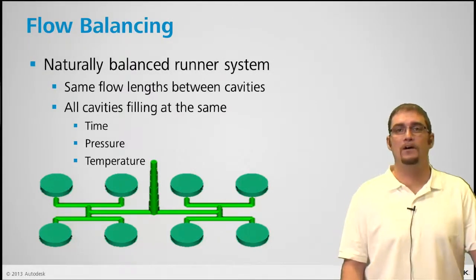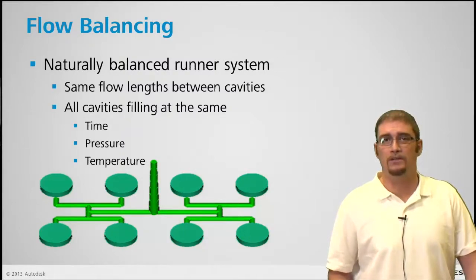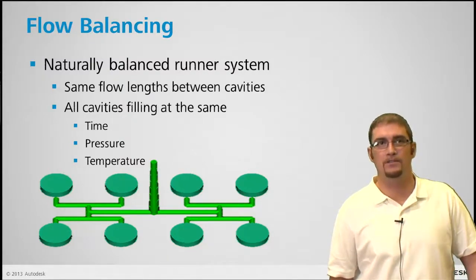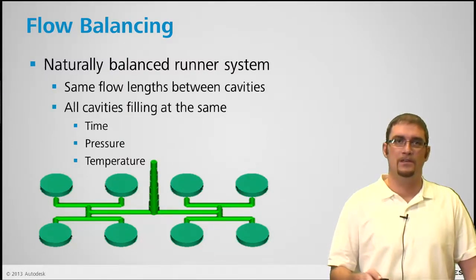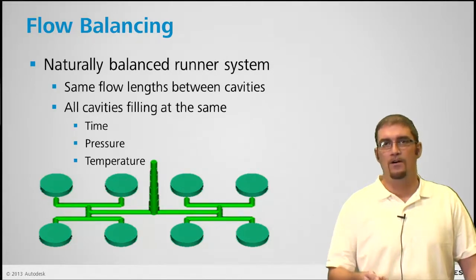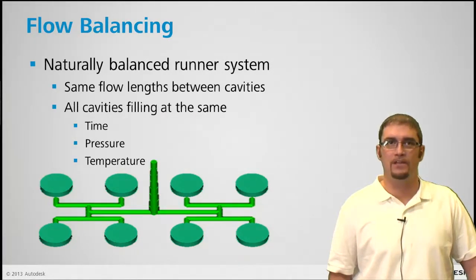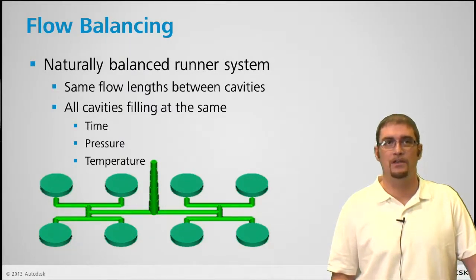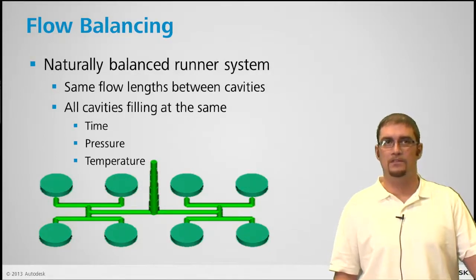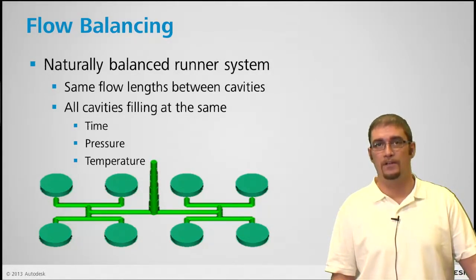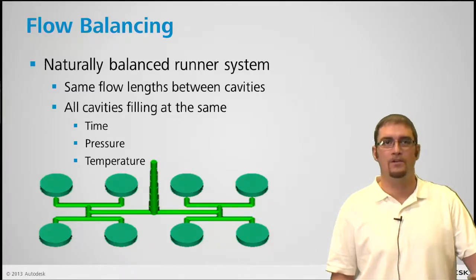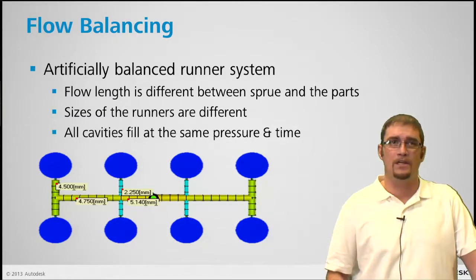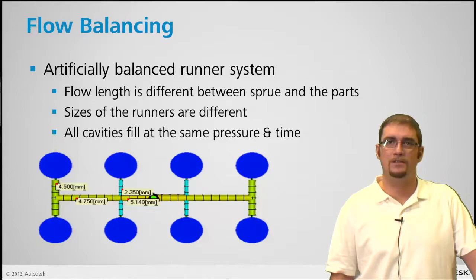Another one will be flow balancing. So we have a couple runner layouts. This one is a naturally balanced runner system. Some even call this a geometrically balanced system. And what this is doing is, you can see it's an H pattern. All the flow lengths are identical to each cavity. And what this does is make sure that each cavity in this 8-cavity tool that you see is seeing the same pressure and temperature history and filling at the same time. So repeatability between cavities.